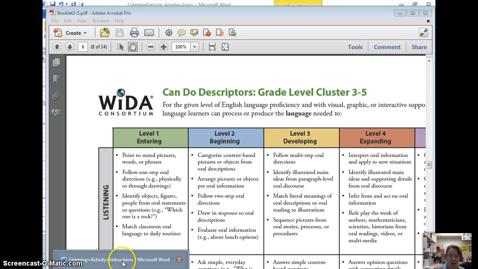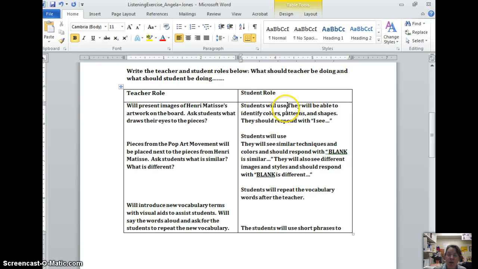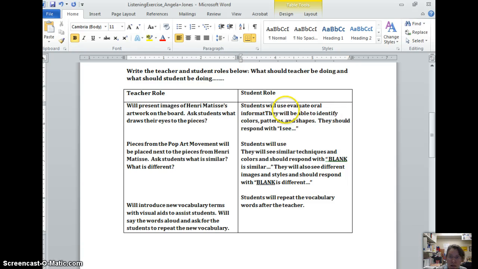So what you're going to do is students will evaluate oral information. They will be able to identify colors, patterns, and shapes. They should respond with I see. So she's asking the students what draws their eyes to the pieces. Our students, all of them, have to evaluate this oral information. They will be able to identify colors, patterns, and shapes. They should respond with I see.